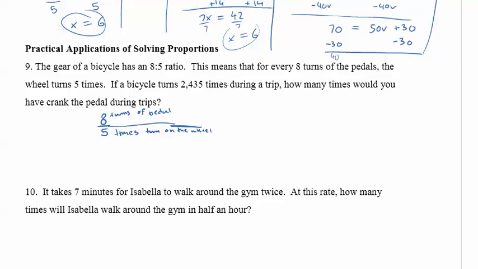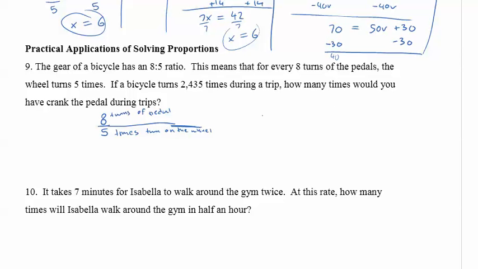You don't have to write this all out, but it's nice to know what the 8 is saying and what the 5 is saying. So the 8 is saying 8 turns of the pedal. Per every time you turn the pedal 8 times, the wheel will turn 5 times. All right.